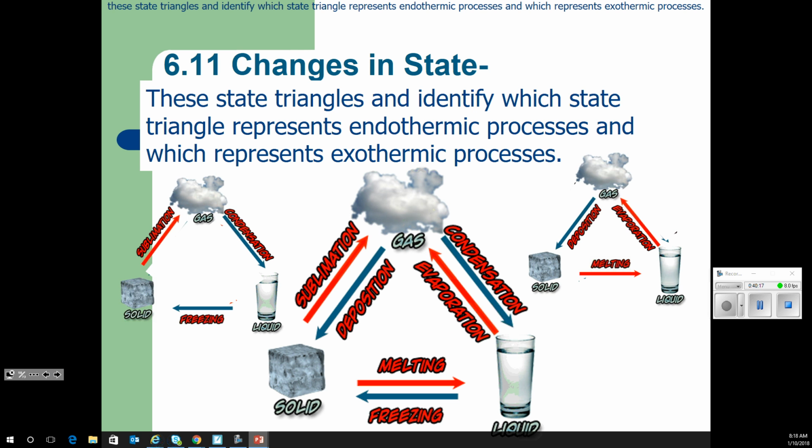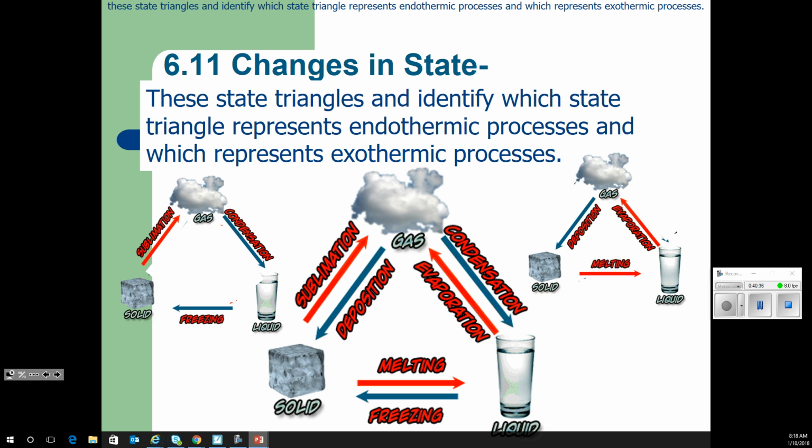So we're going to be talking about changes of state. You guys have known this for forever. If I have a solid and I melt it, I get a liquid. If I heat it more, I get evaporation. And if I cool a gas, I'm going to get a solid again, if I cool it really fast.